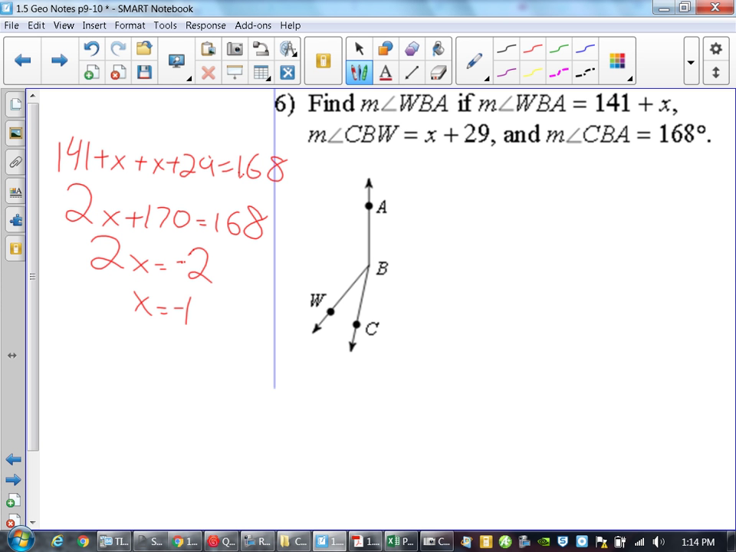If you substitute back in, what's 141 minus 1? What's 29 minus 1? Do those two add up to equal 168? Yay, math. The idea that you go back and double check it only takes a second. It works out really, really nice.